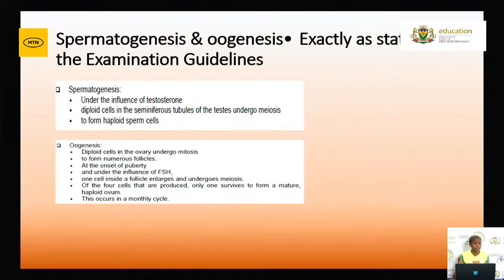Now we are moving to spermatogenesis and oogenesis. So guys, please remember that you are expected to describe or to write these two processes exactly the same way in which they have been described in your examination guideline. This simply means that you are not allowed to describe or to write these two processes by using your own words. Spermatogenesis straight from the examination guideline, please, and oogenesis.